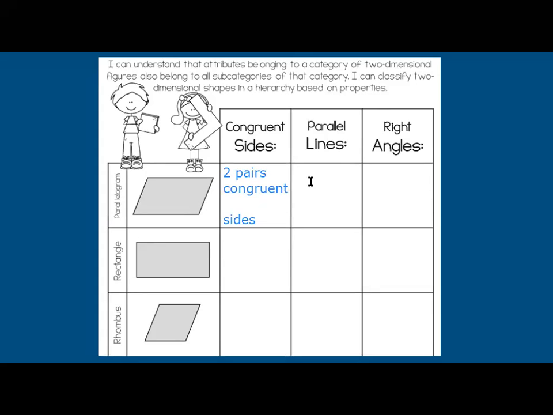So if we take a look at parallel lines, do we see any parallel lines? When we're talking about parallel, it means that they are the same distance apart and that they will always stay that same distance apart as long as the lines extend. So we can see that yes, the top and bottom are parallel and the two sides are parallel. So we also have two pairs of parallel sides.